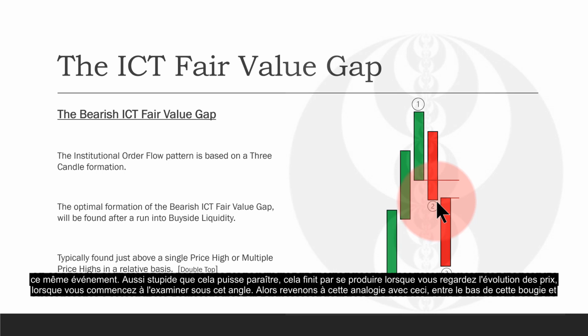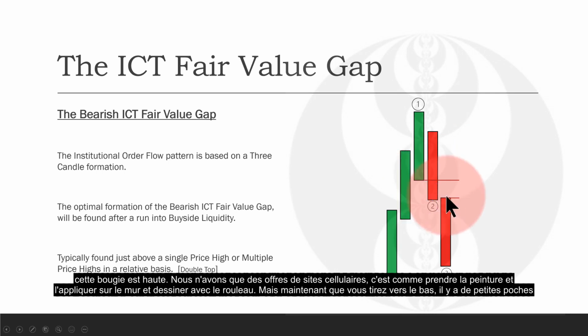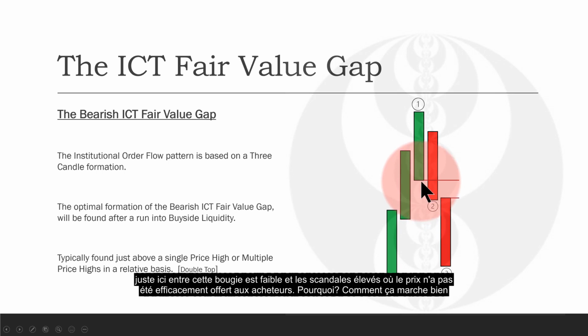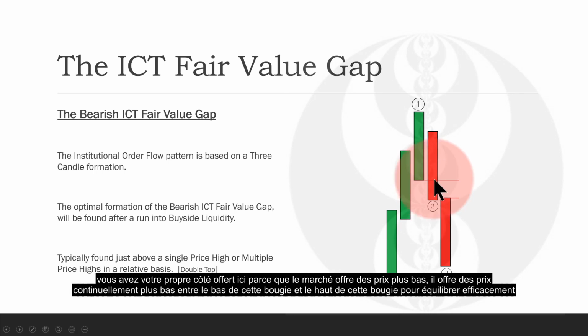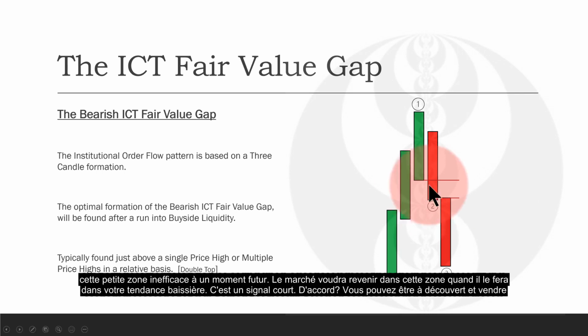So let's go back into that analogy. Between this candle's low and this candle's high, we only have sell side offers. That's like taking the paint and applying it to the wall and drawing down with the roller. But now as you pull down, there are little pockets right in here between this candle's low and this candle's high where price has not been efficiently offered for buyers. Why? How's that working? Well, you have sell side being offered here because the market's delivering lower prices. It's offering continuously lower prices between this candle's low and this candle's high. To efficiently balance out that little inefficient area, at some future time, the market's going to want to trade back into that area.